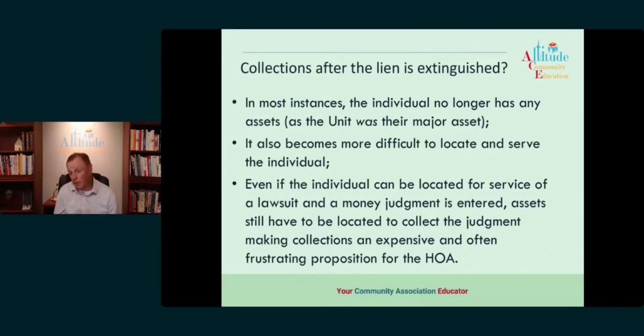Typically, when we get a file in our office, the first thing that we are going to do is make sure that the owner is not in bankruptcy. It's one of the checks that we run. If the owner is in bankruptcy, we'll let you know. And then the attorney at that time can walk you through what options the association has.